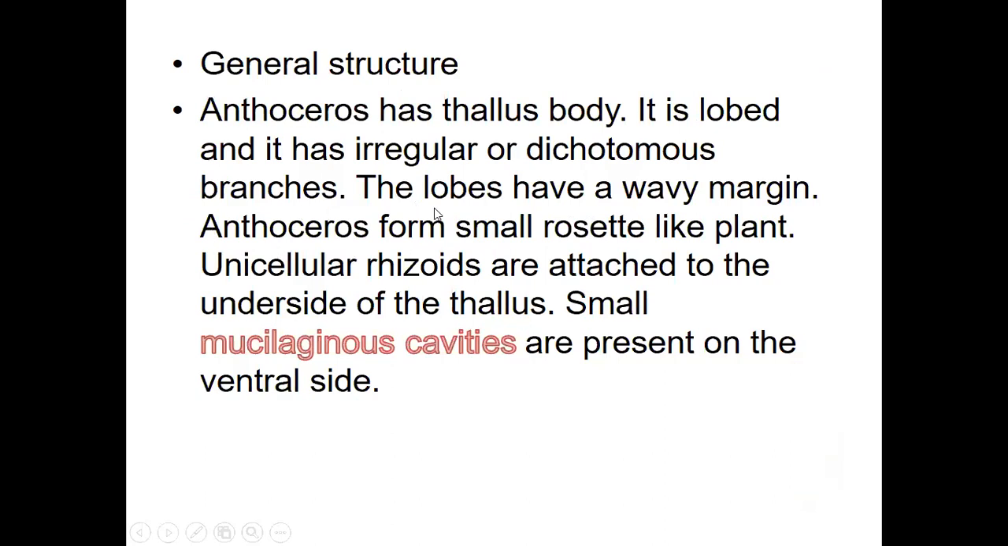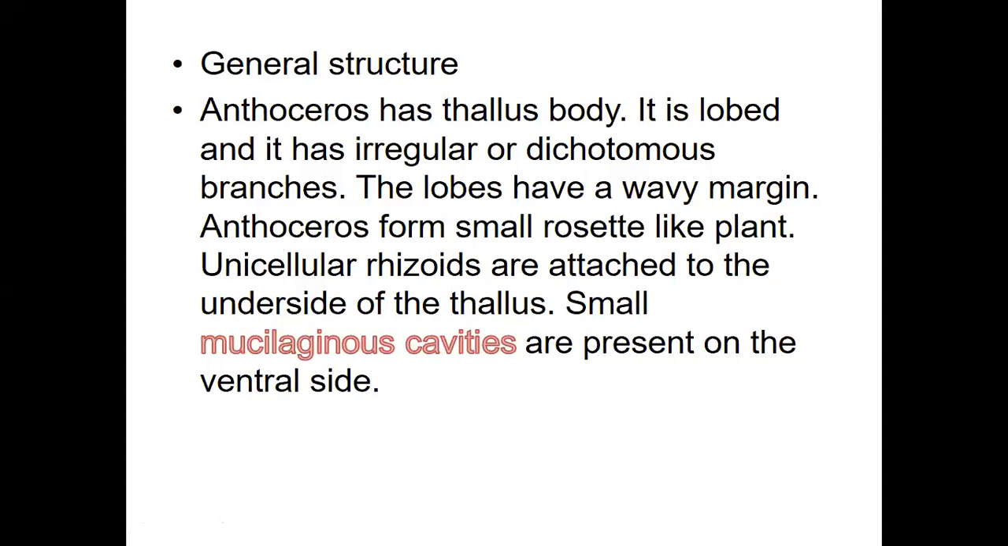It is also a lobed thallus, dichotomously branched, or it may be irregular. The lobes of these branches show a wavy margin, and all the lobes are arranged in the form of a ring, like rose petals. Hence we call it a rosette-like plant. It is more or less a dorsiventral thallus, having rhizoids at the ventral side.